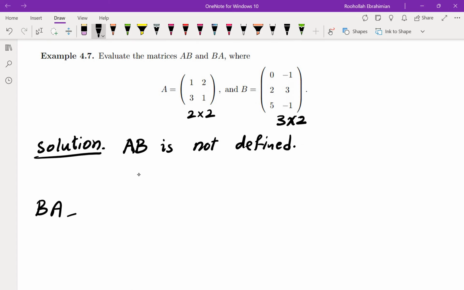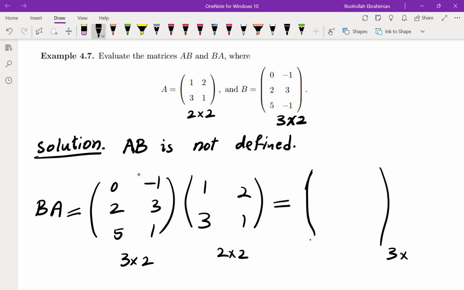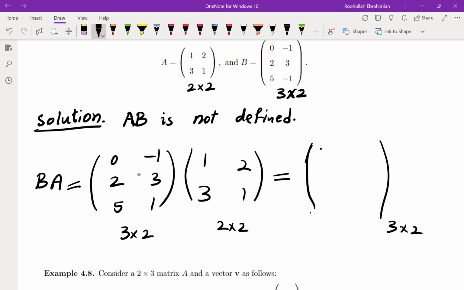And then for BA, we will have to take rows of B and find the dot product with columns of A. So let me write it down. First, what's the size? This one is 3 by 2. This one is 2 by 2. So the size here would be 3 by 2. The first entry would be you take the first row and then find the dot product with the first column. So it would be 0 times 1, negative 1 times 3, and then you add them up. So negative 3. First row of B multiplied by the second column. Find the dot product of that with the second column. We get 0 minus 1. 2 plus 6, so that's 8. 4 plus 3, that's 7. 5 plus 3, that is 8.